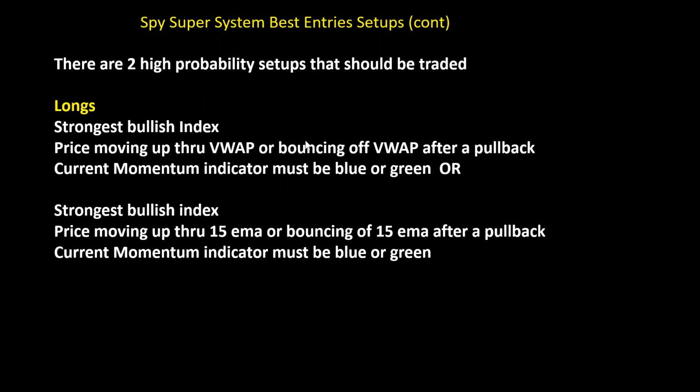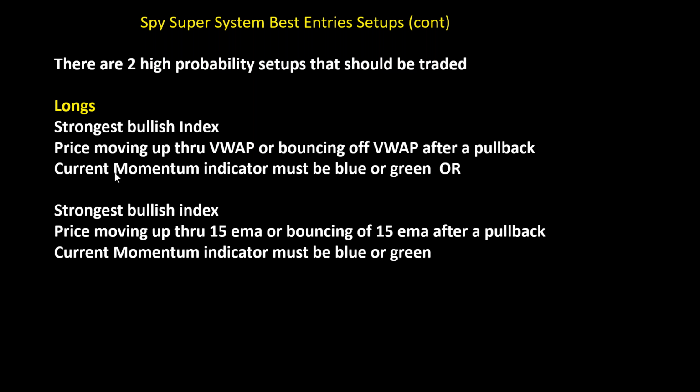So there are two really good long setups and two really good short setups. Now, for the two high probability setups that we traded for longs, you're going to take the strongest bullish index. The price should be moving up through the VWAP, or coming down and bouncing off the VWAP after a pullback. In other words, it's breaking through the VWAP, which was resistance, on an uptrend. Or, when it's been in an uptrend, it comes down, bounces off the VWAP after a pullback, and then heads back up in the original direction. Those are the two ways that you would trade off of the VWAP.